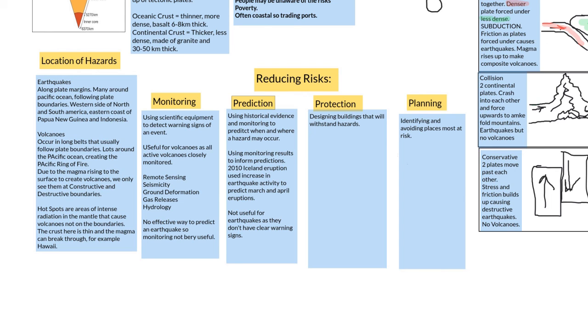Our third strategy is protection. This is where we design buildings that will withstand the hazards. Now, for volcanoes, there's very little we can do to protect the buildings against the volcano, but we can use strategies such as earthen embankments or using small explosives to create channels to move the lava flow away from the high value land. But earthquakes is where protection comes in absolutely crucial.